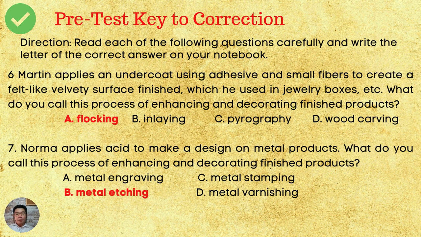Seven, Norma applies acid to make a design on metal products. What do you call this process of enhancing and decorating finished products? The answer is letter B, metal etching.